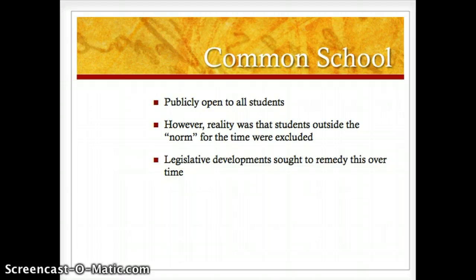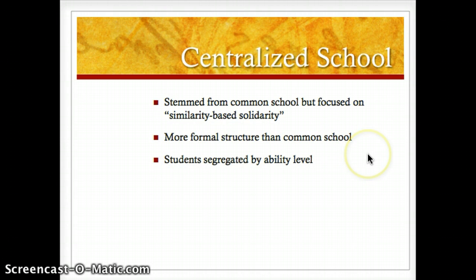They added the preschool, the secondary, and the vocational education to the public education. In this new system, it's more structured than ever. In the centralized school, students are separated and segregated based on their ability level.